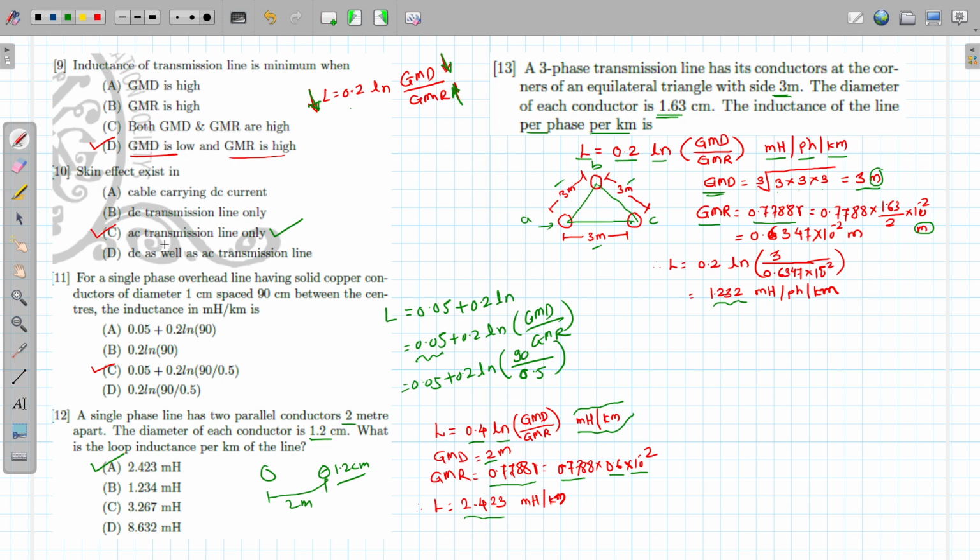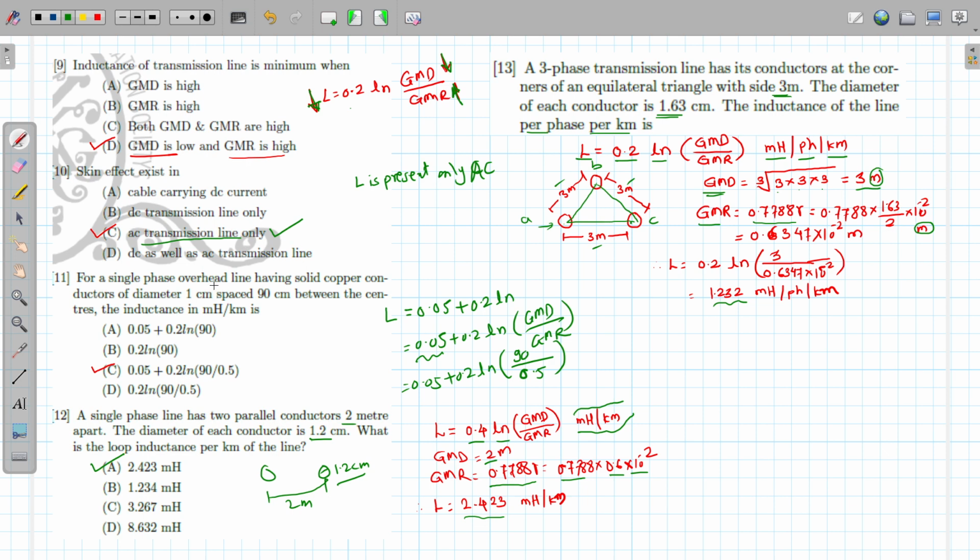The skin effect exists when L is there, and L is present only in AC, not in DC. So it is observed in AC transmission line only.